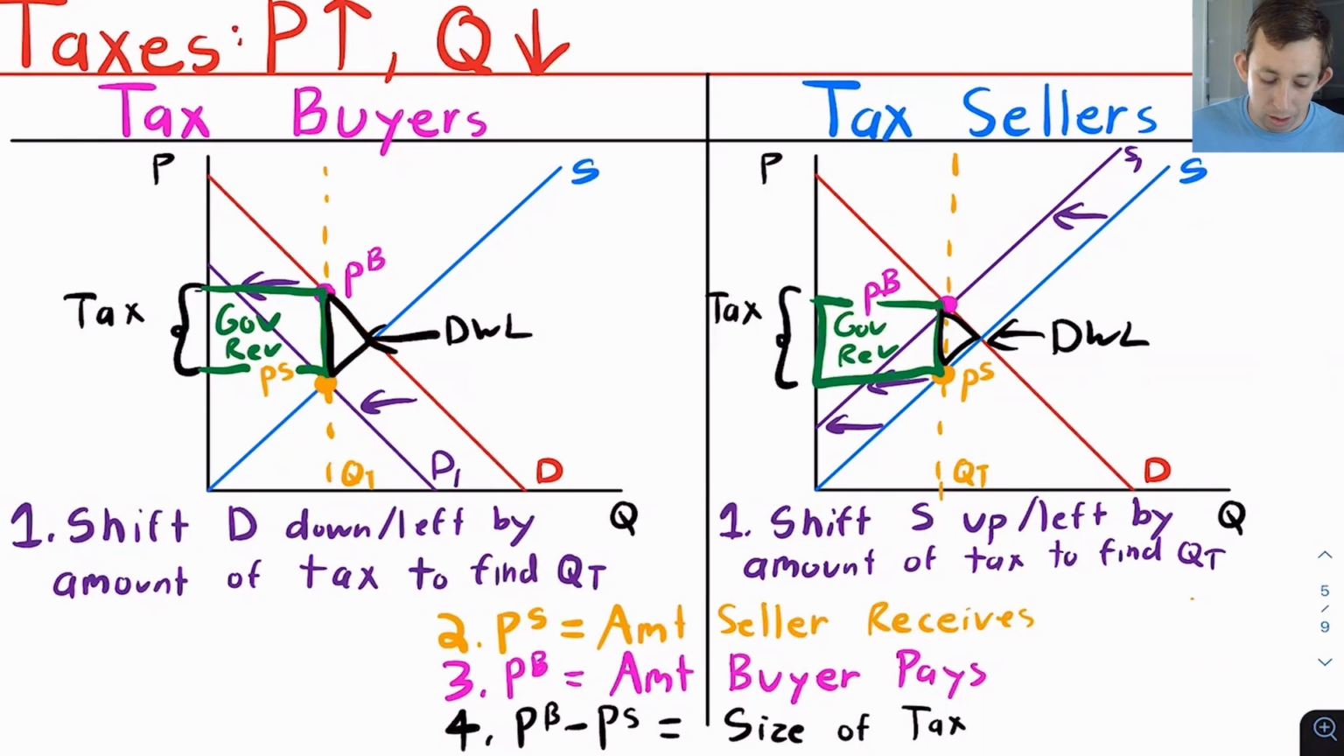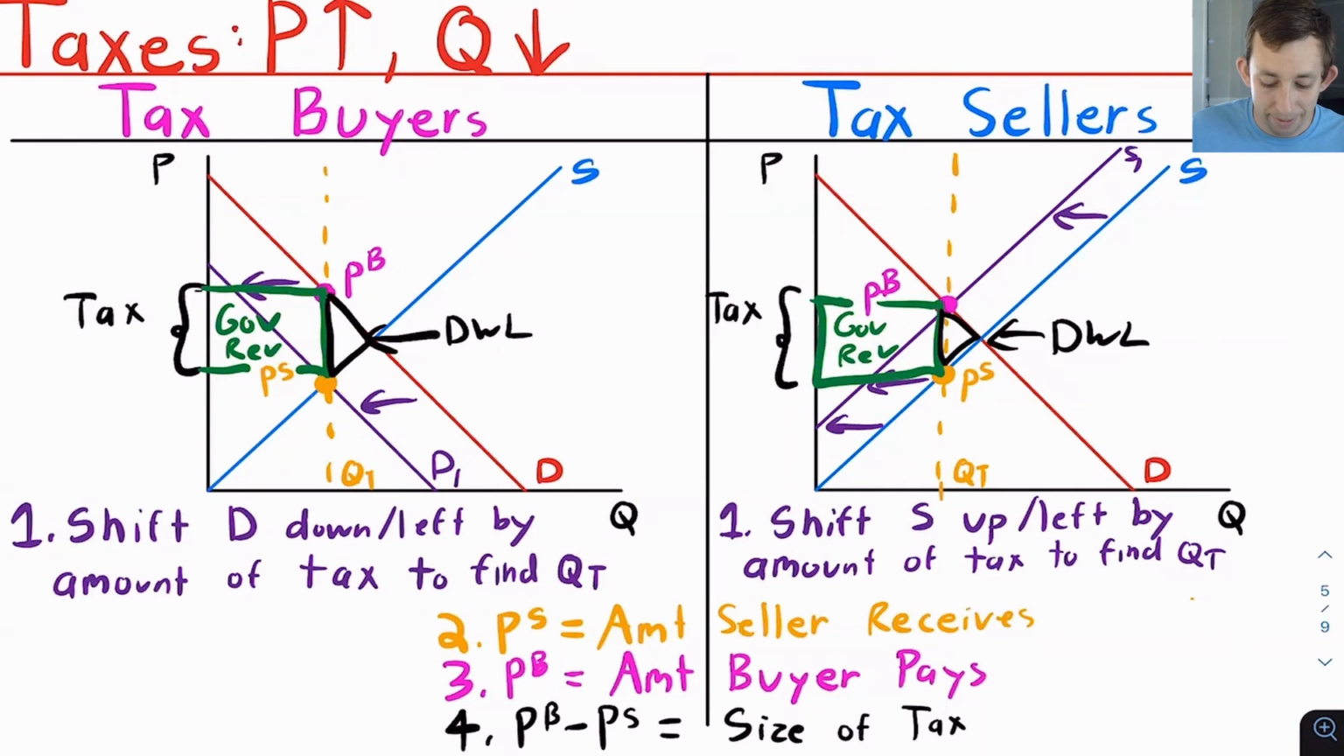So just to summarize, you move the demand curve to the left. Wherever the new demand curve hits the old supply curve, that's the price the seller receives. You simply follow that quantity up to the demand curve, and you're going to get the price the buyer pays. And the difference between the price the buyer pays and the price the seller receives is the size of the tax. If you multiply the size of the tax by the quantity bought and sold with the tax, you're going to get government revenue.